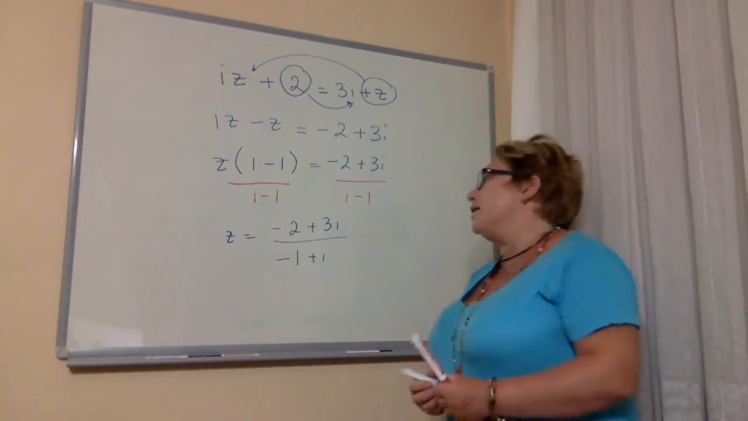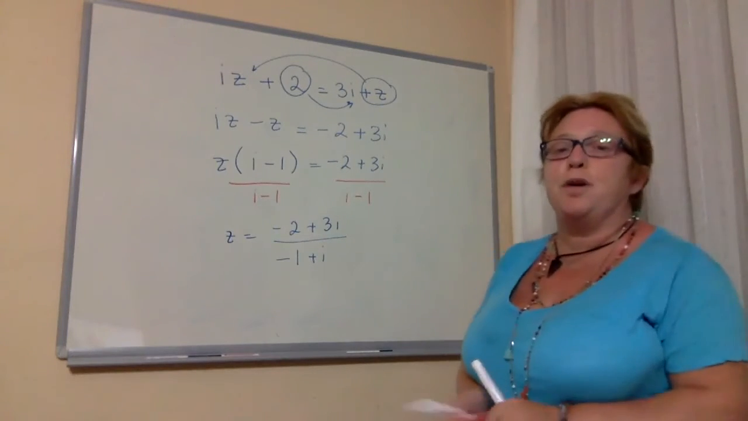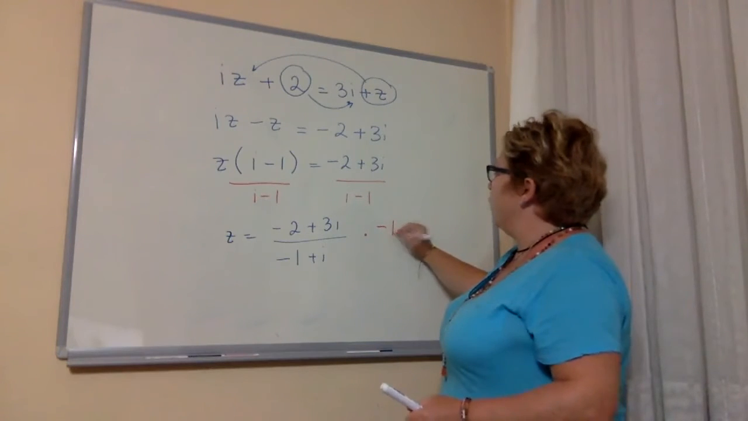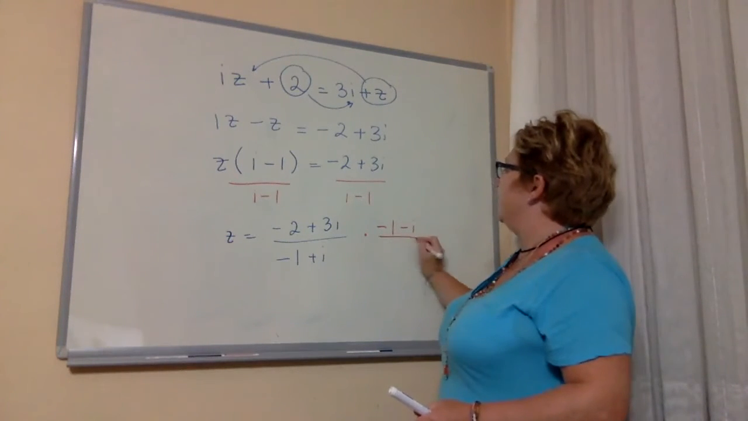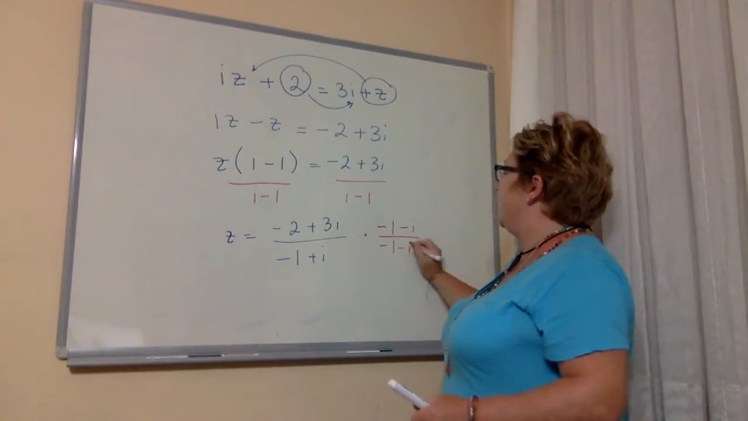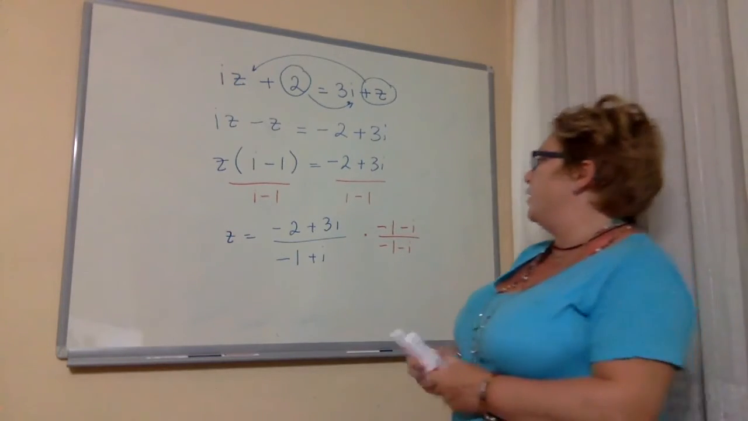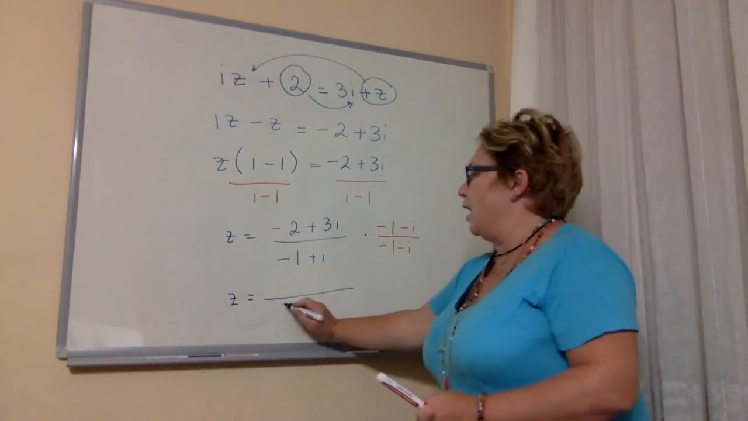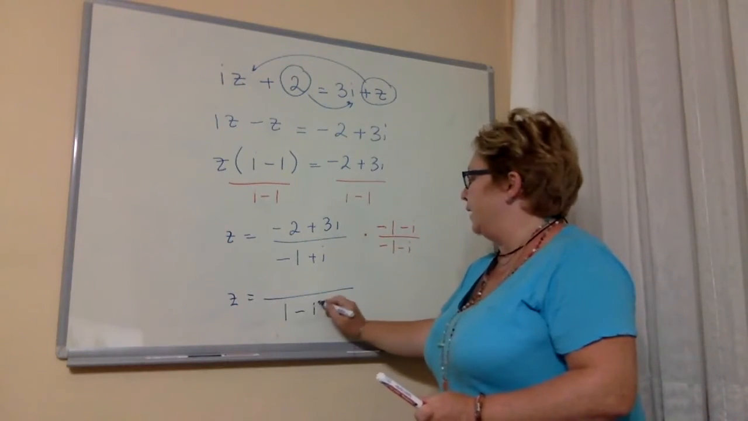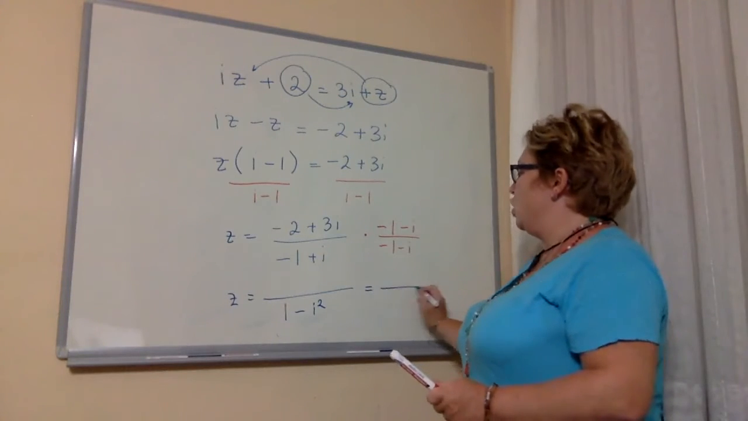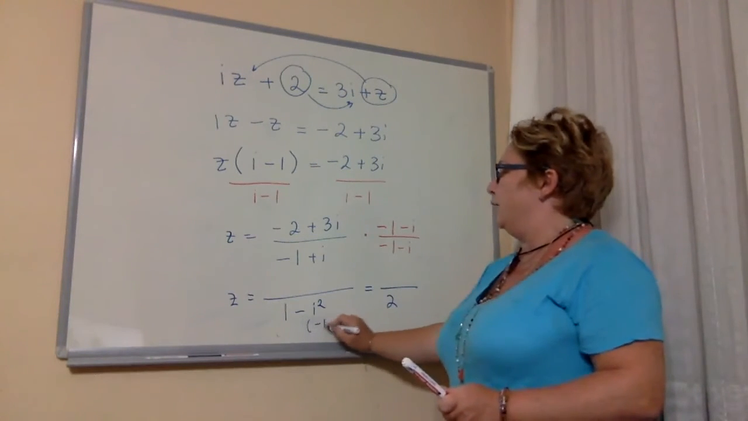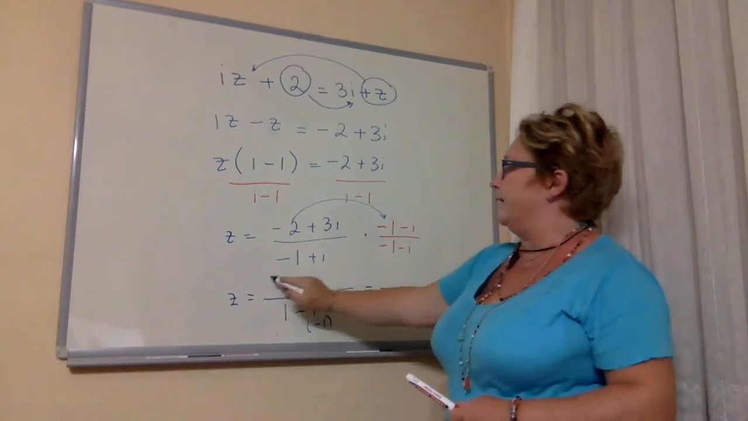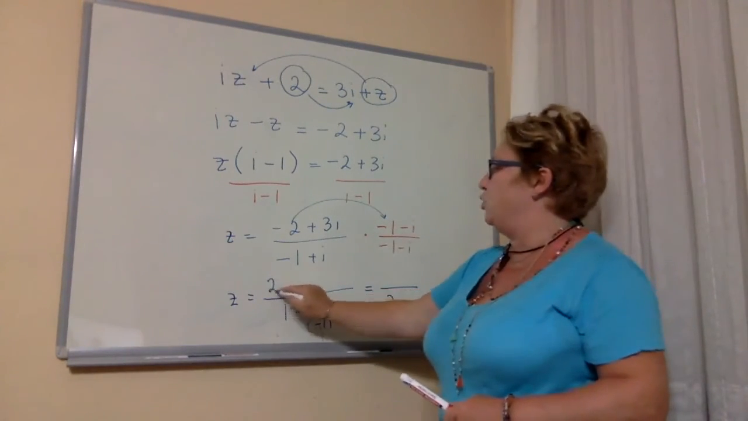And of course, I need to get rid of the i, so I need to perform this division, which I do by multiplying both the numerator and the denominator by the conjugate of the denominator. Okay, and when I do that, my denominator simply becomes 1 minus i squared, which gives me 2 when I plug in negative 1 for i squared. I'm going to quickly multiply out the numerator, so I get negative 2 times negative 1, which is 2.